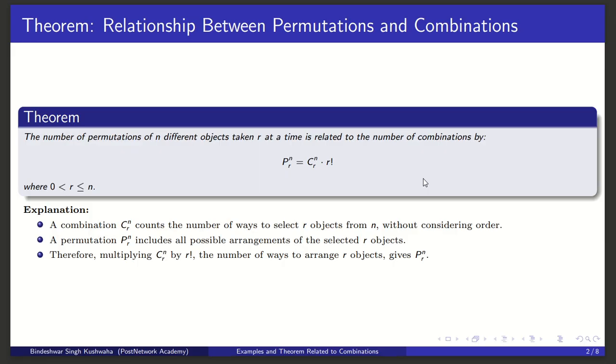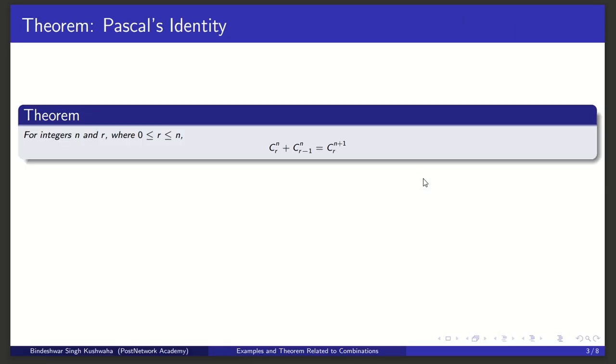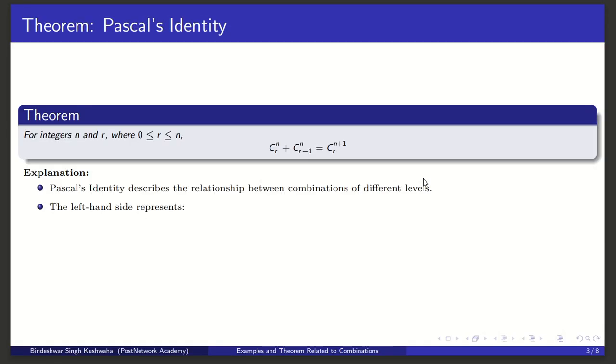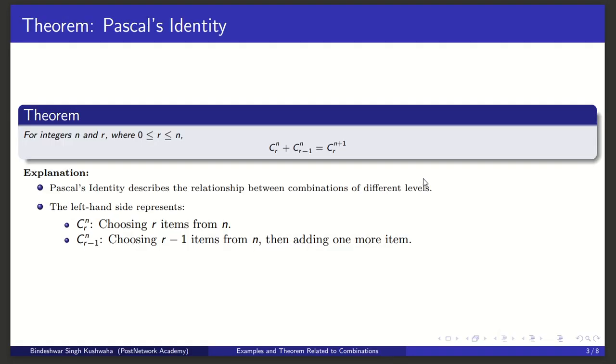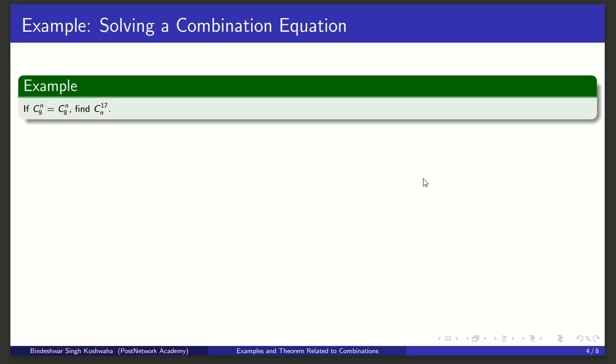And the second one: nCr plus nC(r-1) is equal to (n+1)Cr, and that is also called Pascal's identity. So these two theorems are very important. Now we will see some examples here.